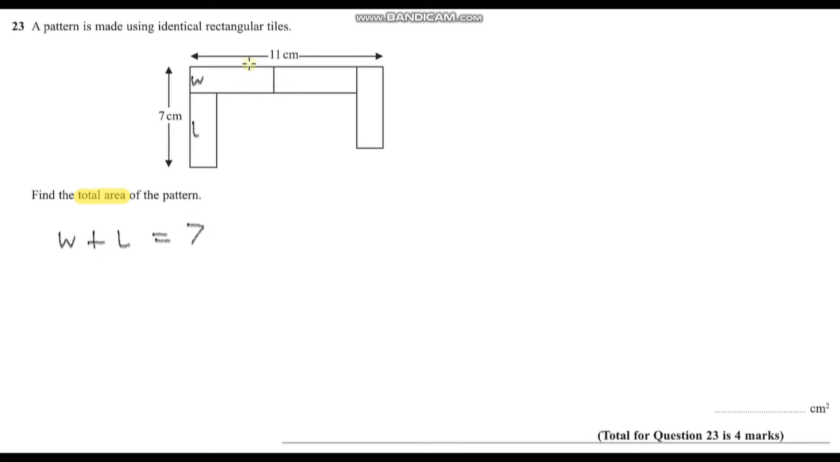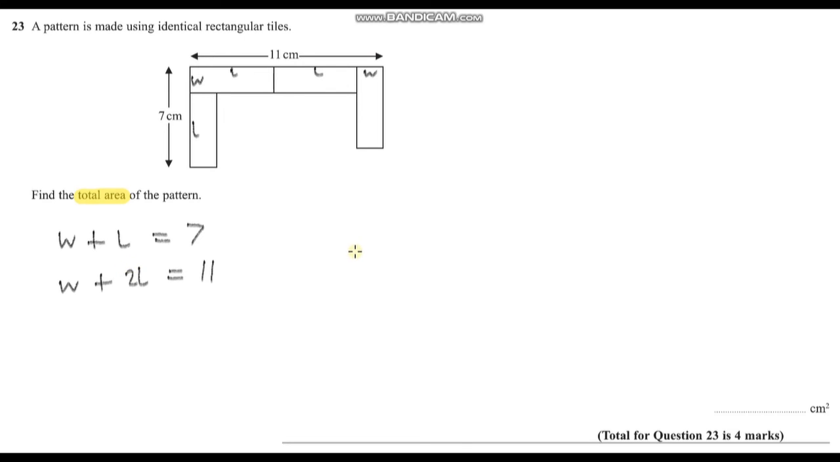Okay, now we've also been given this information up here. So that 11 centimeters, what does that correspond to? Well, that corresponds to one length plus another length plus a width. So we can say that a width plus 2 lots of the length, so 2L, is equal to 11. So notice now we've got 2 equations with 2 unknowns, so we can actually solve this pair of simultaneous equations.